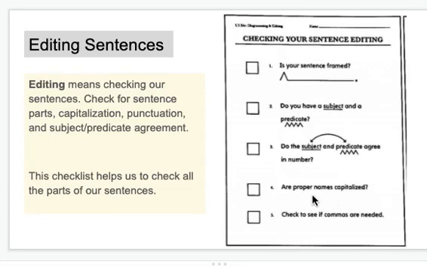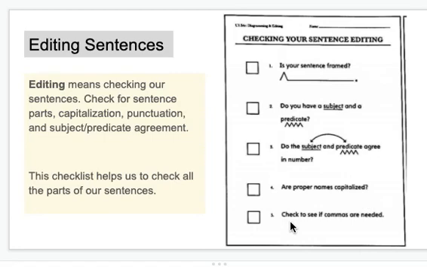The next thing that we edit for is to make sure any proper names are capitalized. Remember, proper names are subject words that are specific to a certain place or person or thing. For example, Thompson Elementary School is a proper name of a school because it talks about one specific school. That means Thompson, Elementary, and School all need to start with capital letters. Check these things in your writing and make changes if you need to.